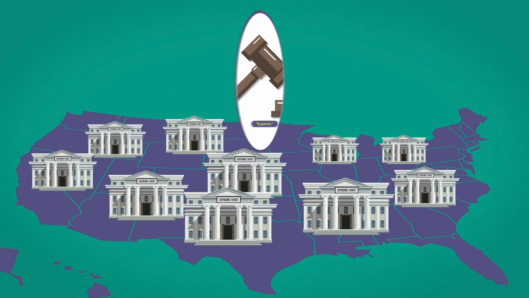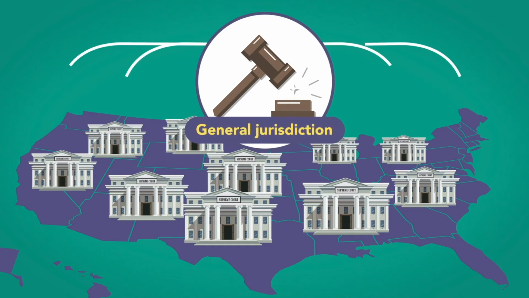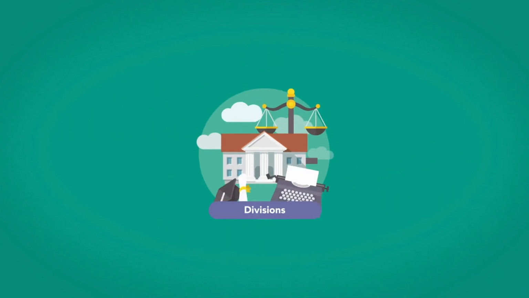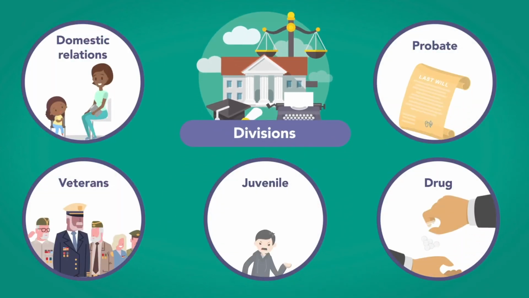County-level courts are often called superior, or in New York, supreme courts, because they are superior to these local courts. These are generally state courts of general jurisdiction that handle criminal cases and larger civil cases. They also may have divisions, including domestic relations, probate, veterans, drug, and juvenile divisions.